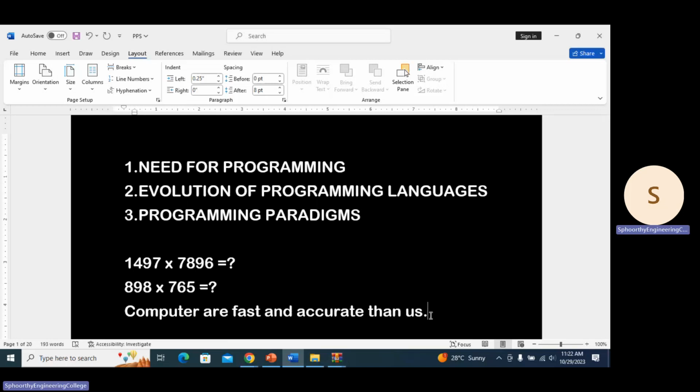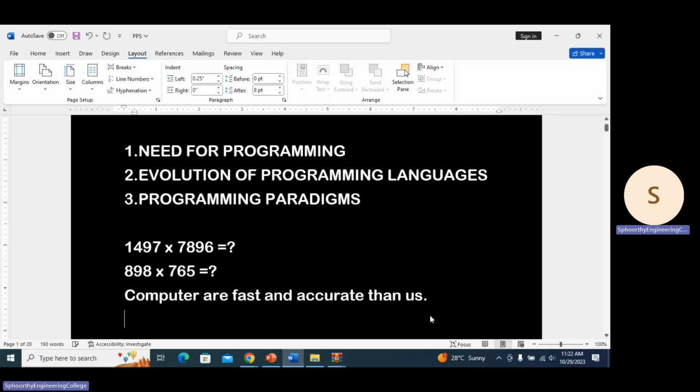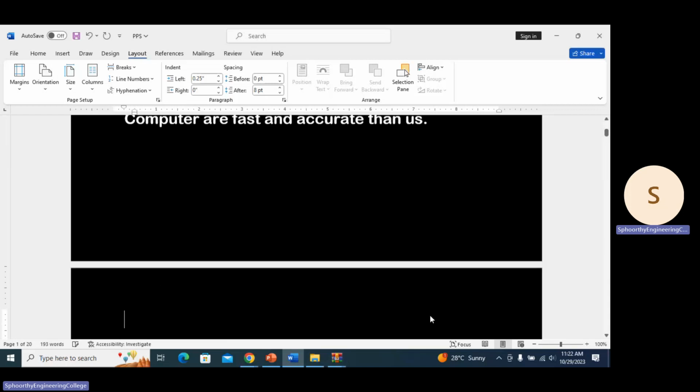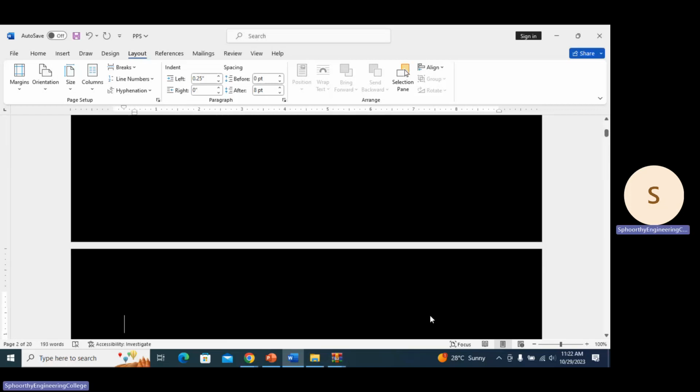Now the point is, if computers are very fast and accurate than us, why can't we use computers to perform these calculations and computations? When I wanted to use a computer, because it is proved that computers are fast and accurate, that is great, accepted. But how do I use them? I want to use a computer to perform some task for me. So now the challenge is, how do I give instructions to a computer?